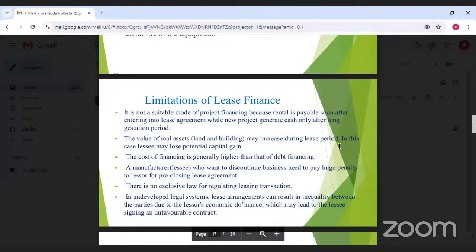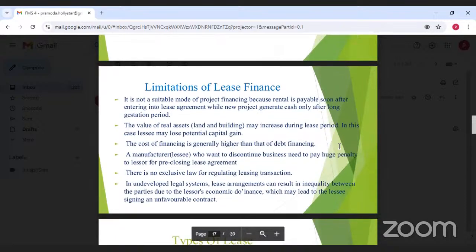Yes, ma'am. Next, let us learn what the limitations of this lease financing are. Now, as we are studying, during the lease time, the owner of the asset does not have the right to take back his asset from the borrower, because there is a fixed time period. Until the fixed time period is completed, they cannot demand that the asset be given back. That is the first thing.